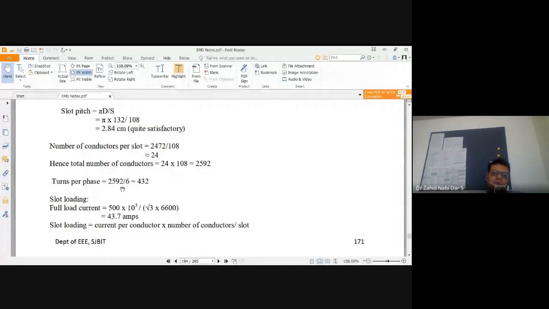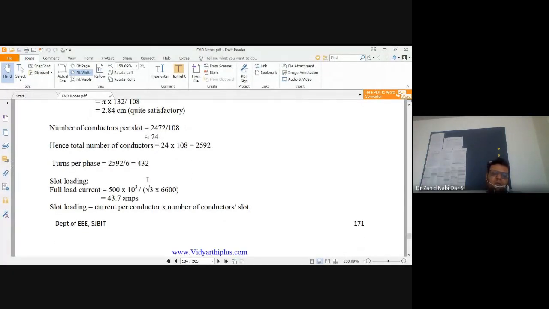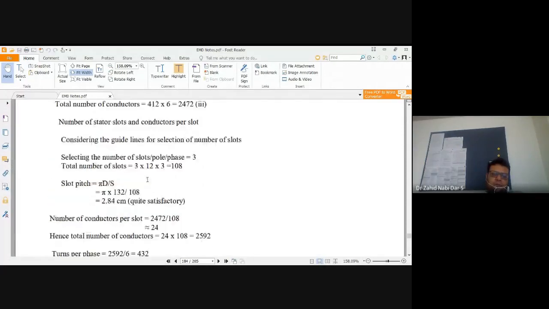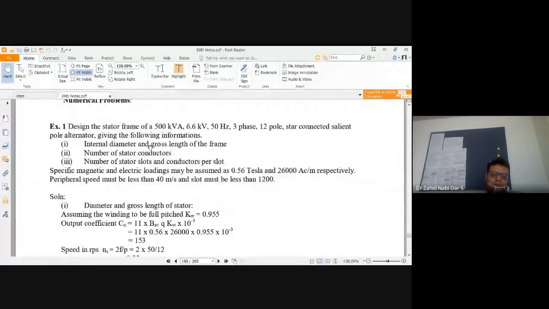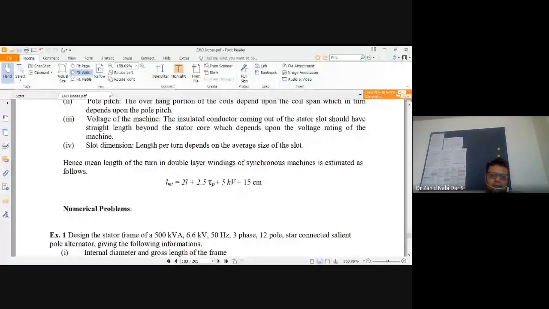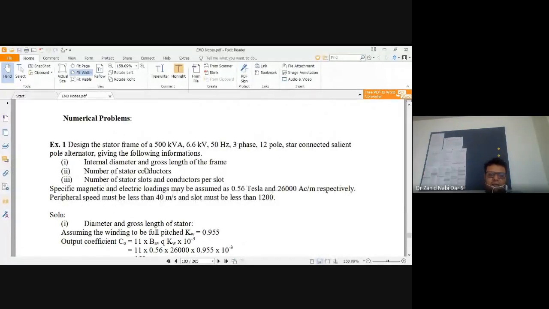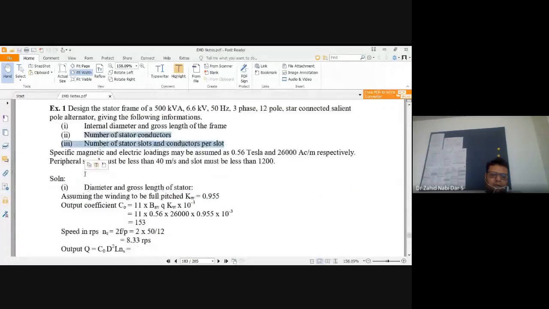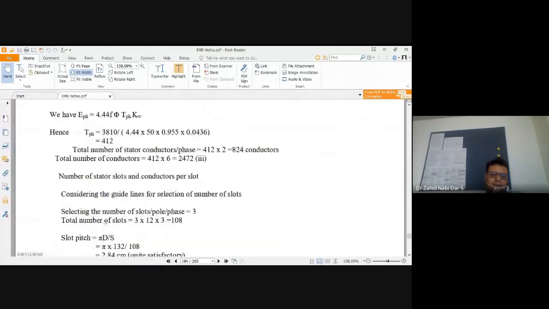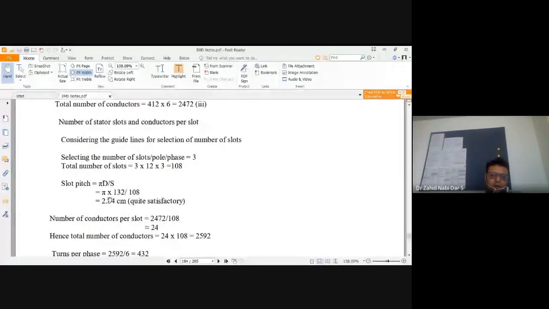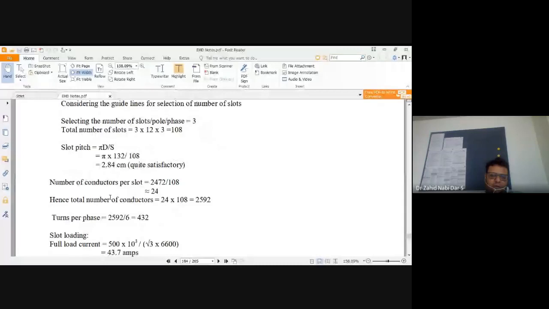So this 2592 divided by 6 comes to around 432. Here, why I am doing all this is because it asks for the number of stator conductors. So I have to calculate the number of stator slots and the conductors per slot. This is important. So the number of stator slots and conductors per slot, I calculate as 24.